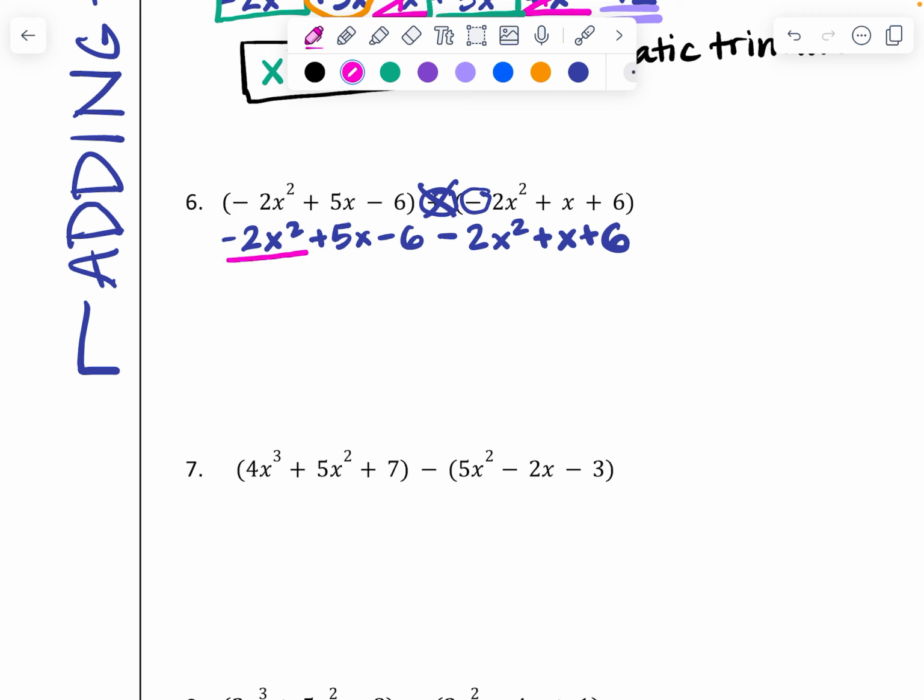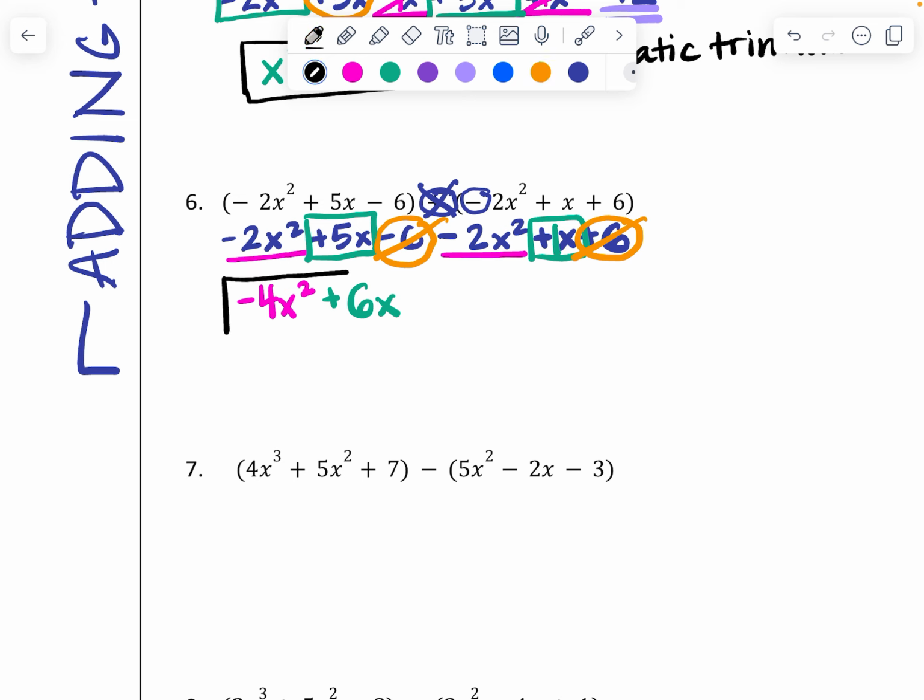Negative 2x squared and negative 2x squared is negative 4x squared. 5x, and this is a 1x, is plus 6x. And then negative 6 and positive 6 cancel each other out. So your final polynomial is negative 4x squared plus 6x. So this is a quadratic binomial.